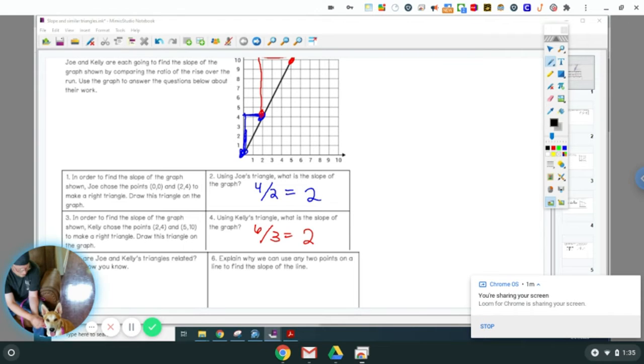So it says, how are Joe and Kelly's triangles related? Explain how you know. Well, they both equal 2. They're similar in that sense. Explain why you can use any 2 points. Well, the reason you can use any 2 points is because you reduce it to equal 2. So it doesn't matter what points you choose on the graph, as long as you simplify it. Like we did, they had 4 over 2, which simplifies to 2, and 6 over 3, which equals 2. And so it doesn't matter where you start.